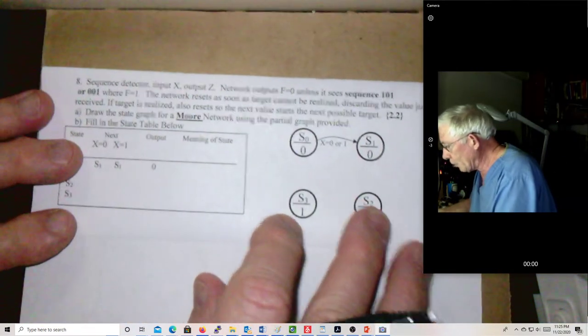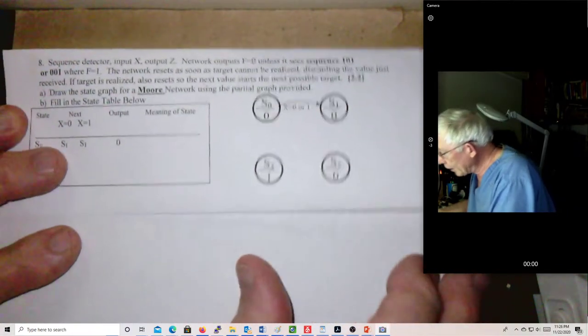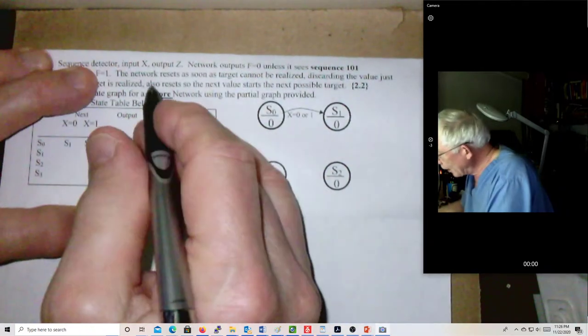All right, let's do another one. We'll do one that's slightly more complicated. So let's do this one. This is an easy one. It's similar to one we've done before. Okay? So a sequence detector has one input x and an output z.